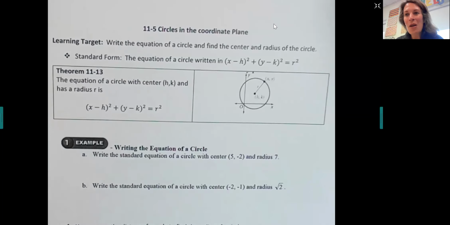Hey guys, today is our last day of learning for this chapter. We are doing circles in a coordinate plane. So things we need to know: we need to know where the center is and what the radius is. That's essentially what we're going to do.